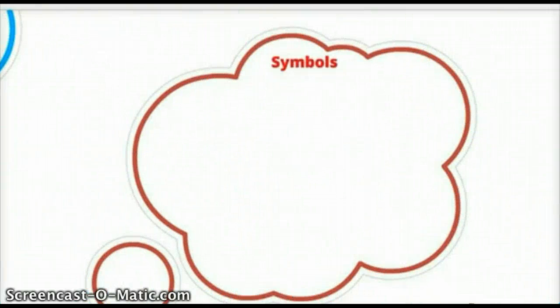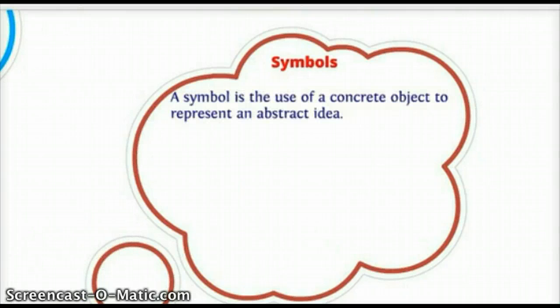Alright, our next one. Symbols. Alright, a symbol is the use of a concrete object to represent an abstract idea. So if you aren't sure about those words concrete and abstract, a concrete object means like a real physical object. It could be kind of anything. A stop sign is technically a symbol, and it's representing a bigger idea. So a stop sign is a sign, but it represents the idea of stopping and not going any further.